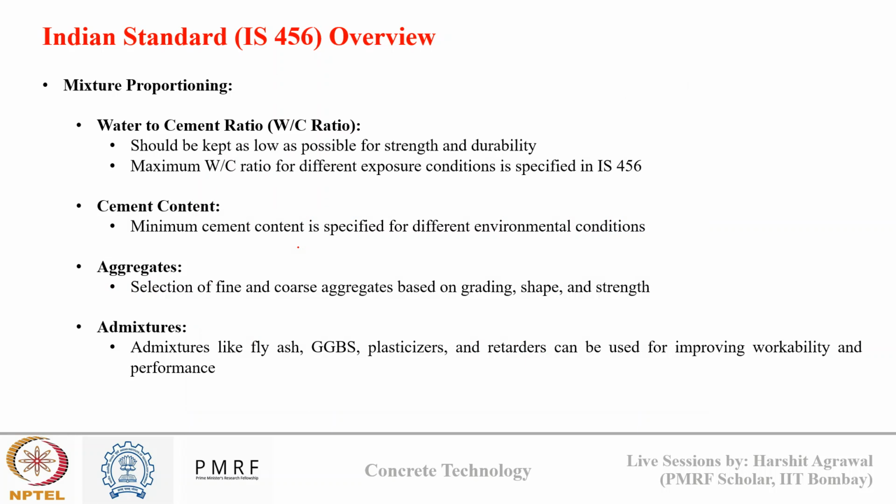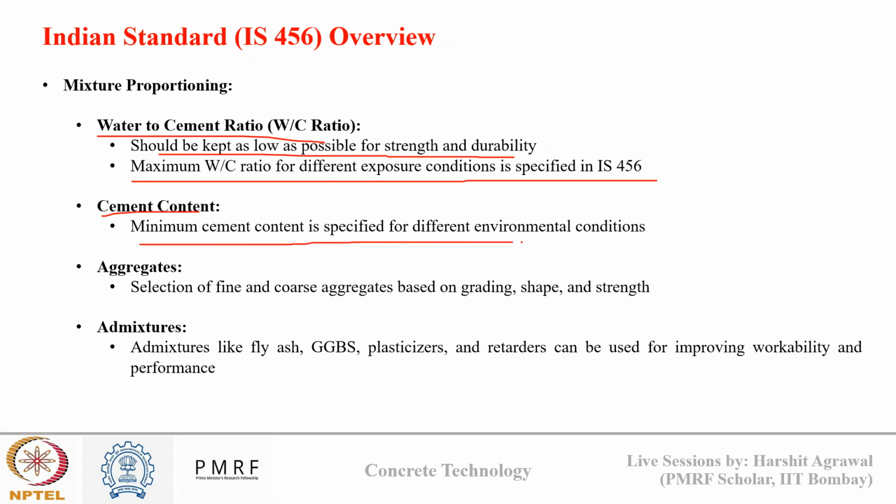The second key point of IS 456 is mixture proportioning, which is primarily influenced by four key parameters. First is the water to cement ratio, which should be kept as low as possible for strength and durability, and the maximum water to cement ratio for different exposure conditions is also specified. Then we have cement content. Minimum cement content is specified for different environmental conditions in IS 456. Aggregate selection of fine and coarse aggregate is based on grading, shape, and strength. And admixtures like fly ash, GGBFS, plasticizers, and retarders can be used for improving the workability and performance. These are the key mixture proportions that IS 456 identifies in a mixture design.